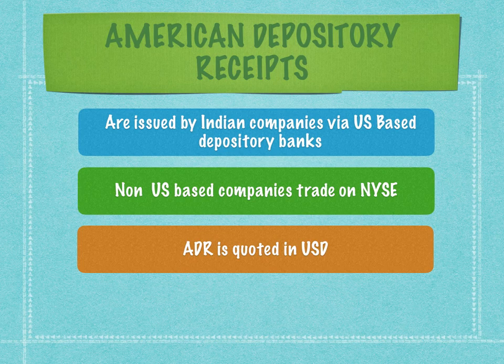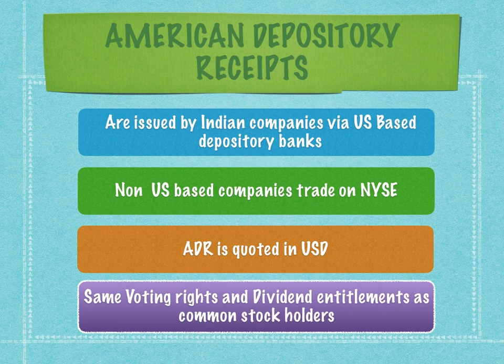ADR is quoted in USD quite naturally. If it is traded on the New York Stock Exchange, on the NYSE, it will obviously be traded in the currency of that country, which is USD. In fact, we have Japanese companies which have ADRs, we have Indian companies which have ADRs, we even have South Korean companies which have ADRs listed on the NYSE. The important point to remember over here is that ADR holders have the same voting rights and dividend entitlements as common stock holders. Let's take a look at how ADRs are issued.